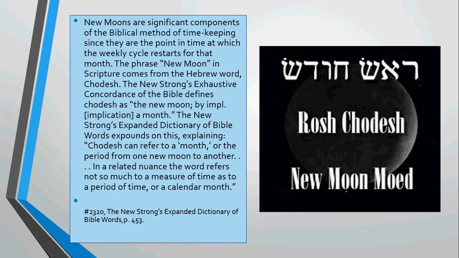New moons are significant components of the biblical method of timekeeping, since they are the point in time at which the weekly cycle restarts for that month. The phrase new moon in Scripture comes from the Hebrew word Kodesh. The New Strong's Exhaustive Concordance of the Bible defines Kodesh as the new moon, by implication, a month. The New Strong's Expanded Dictionary of Bible Words expounds on this.